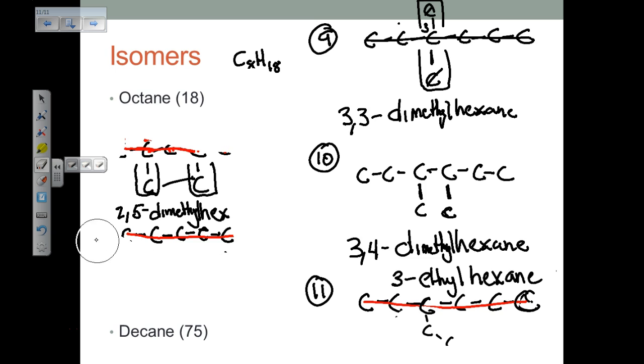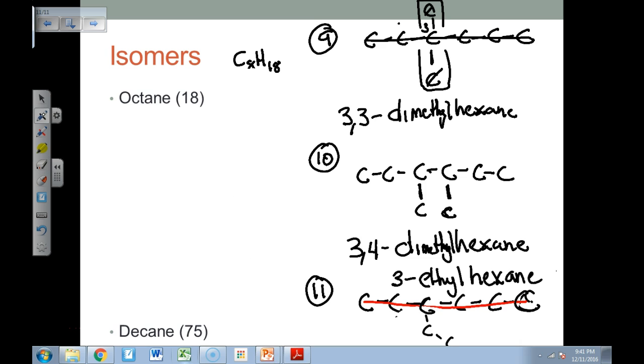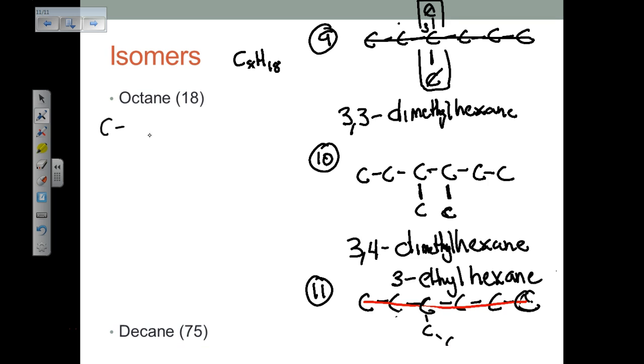Now, if we're out of the hexanes, what if we do the pentanes? So the pentane, 12. How many carbons can we plop around? We have 3 other carbons, because remember, all of these are structural isomers. They're all going to have 8 carbons, 18 hydrogens. What if I do something like this?